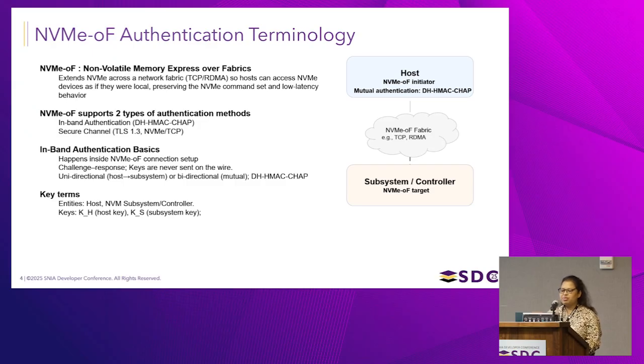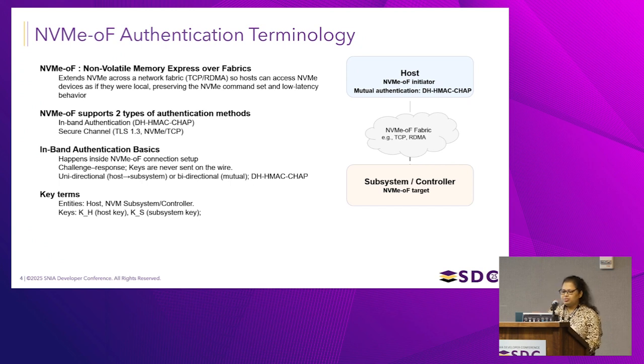So today, NVMe-Fabrics supports two types of authentication methods. The first one is in-band authentication with DH-HMAC-CHAP, and the second one is secure channel with TLS on NVMe TCP. In this talk, we'll primarily focus on in-band authentication with DH-HMAC-CHAP.